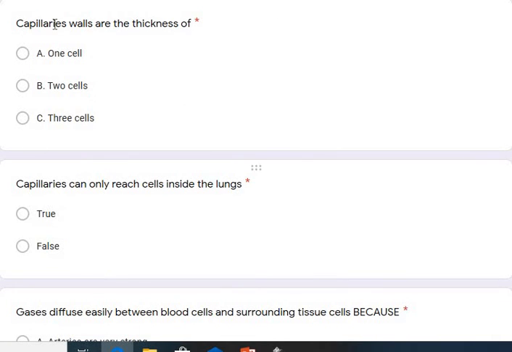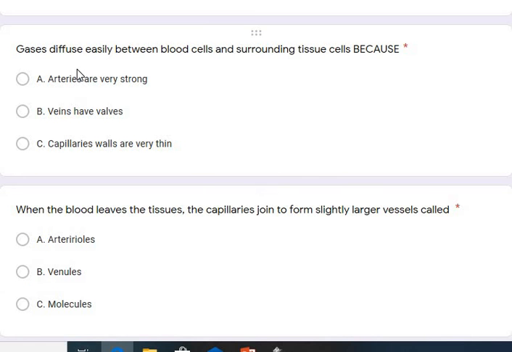What is the thickness of capillaries walls? It's the thickness of one cell only. Capillaries can only reach cells inside the lung. False. They can reach cells all over your body. Gases diffuse easily between blood cells and surrounding tissue cells. Why? Because capillaries walls are very thin, which facilitates the gas exchange.